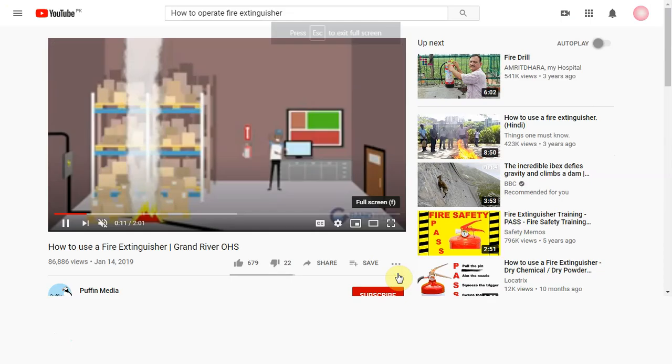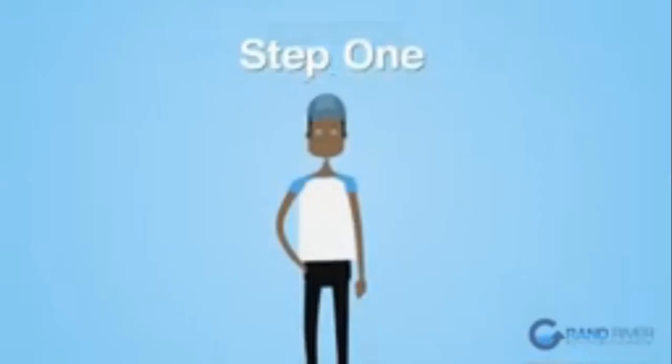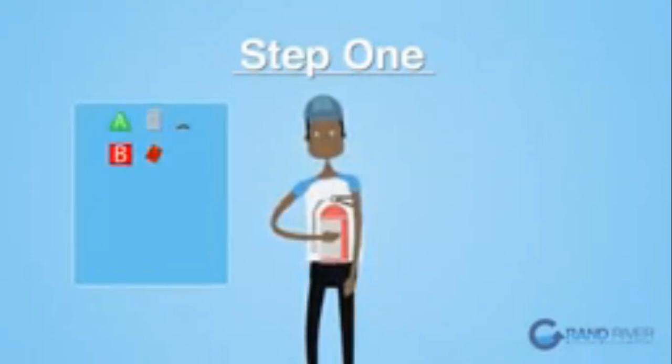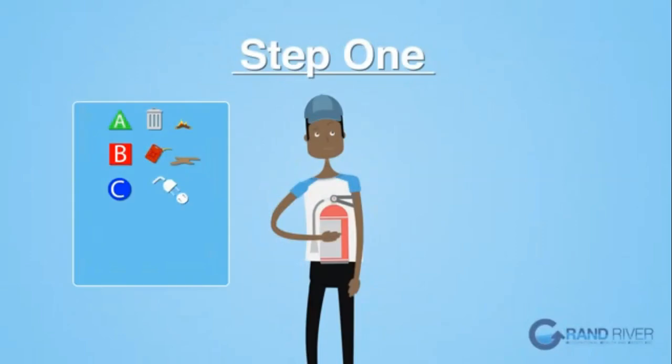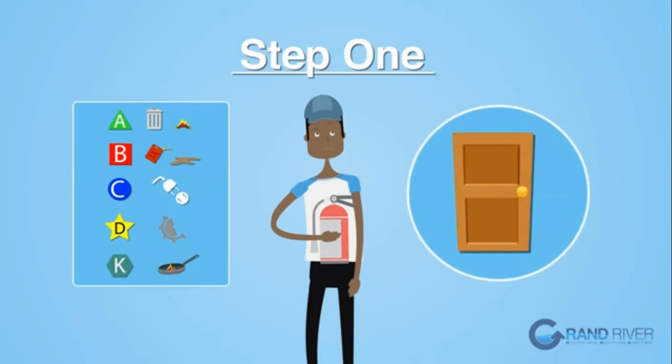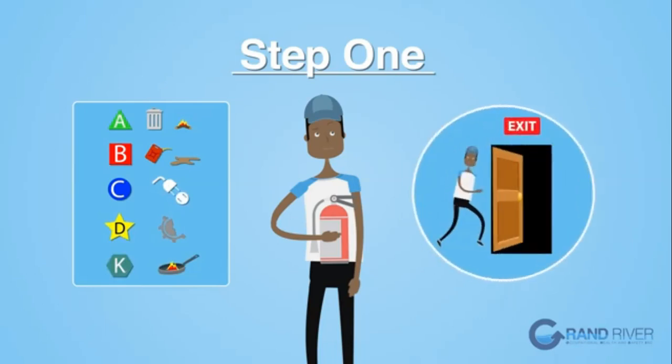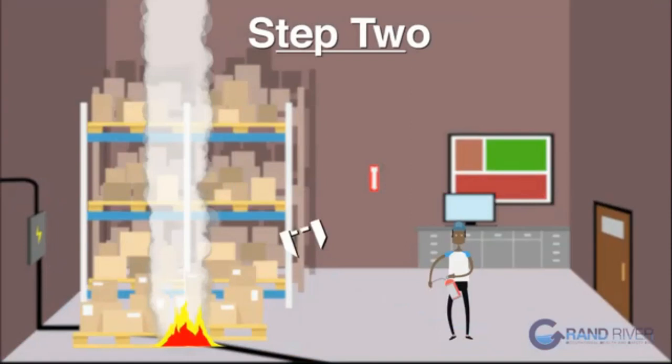Here is a video related to the fire extinguisher and fire hazards. In step 1, you have to keep in mind that the fire extinguisher is there, and this is the first step in case of a fire hazard. We should get out the exit in case of emergency. Step 1, fire hazard occurs.